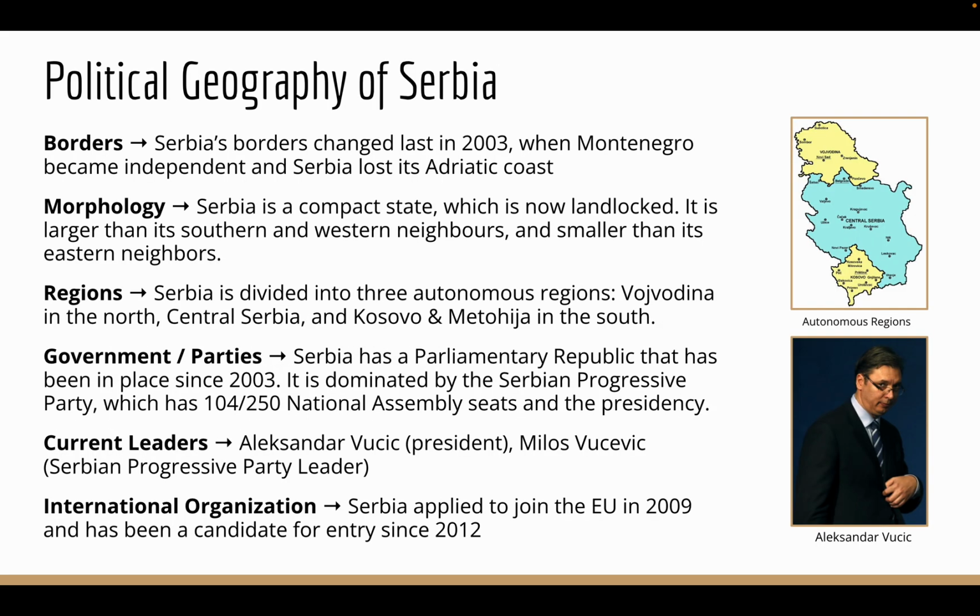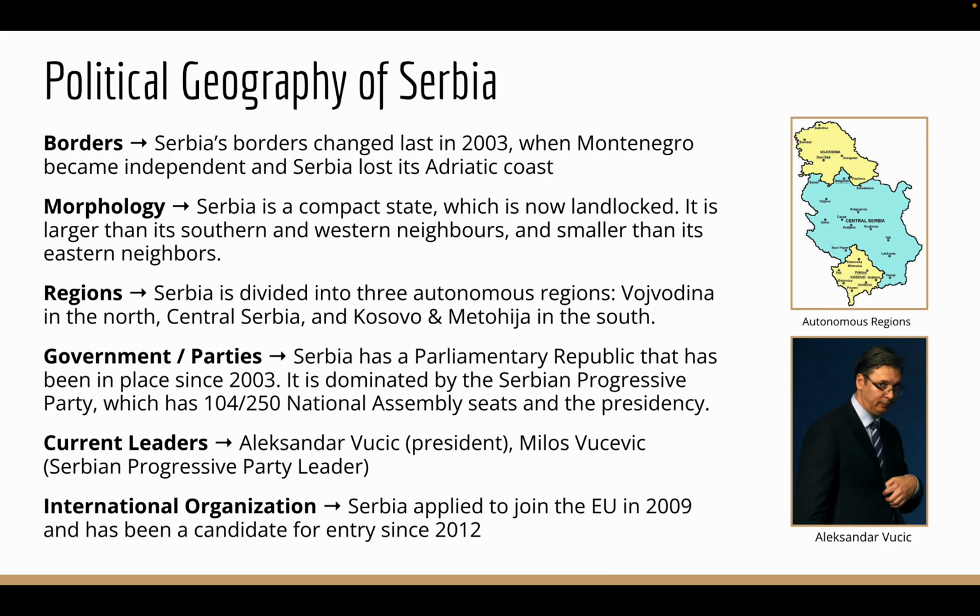Some political geography of Serbia. So, Serbia's borders have been the same since 2003 when Montenegro became independent. This left Serbia landlocked, as their only coast was on the Adriatic Sea with Montenegro. Serbia is a compact state, and it's larger than its neighbors to the south and the west, but it's considerably smaller than its eastern neighbors. It's divided into 3 autonomous regions.